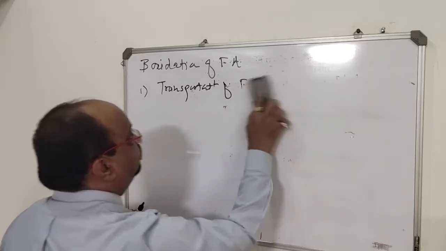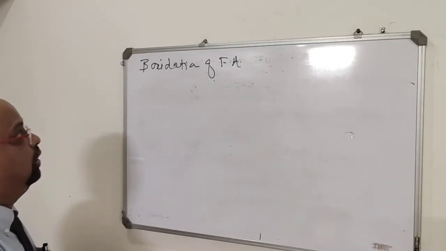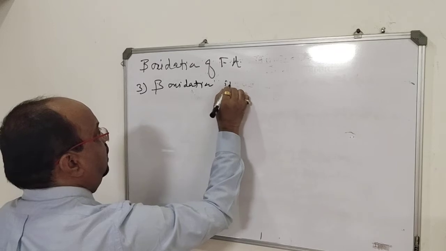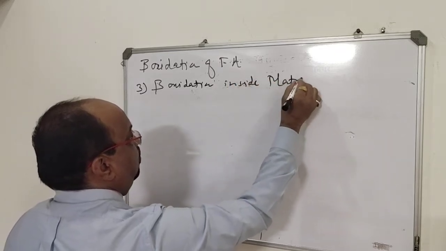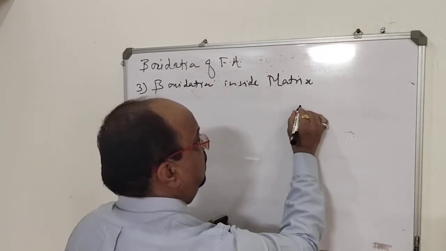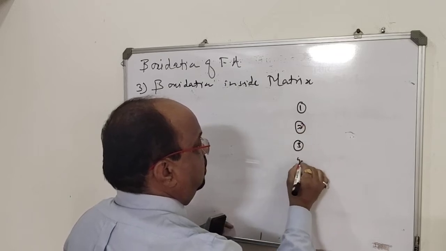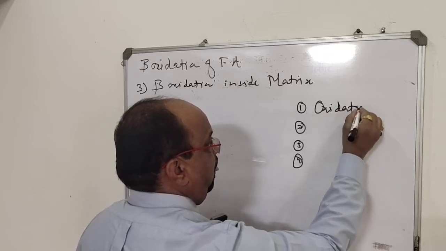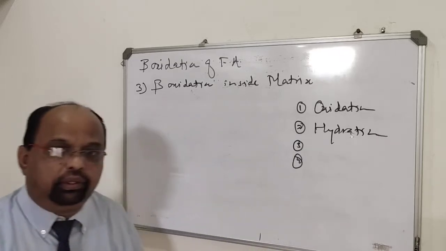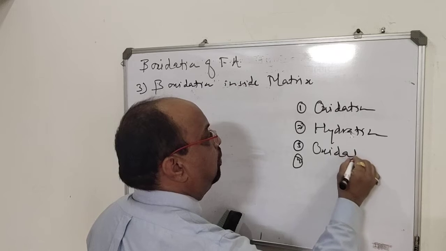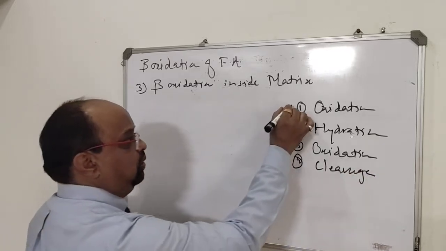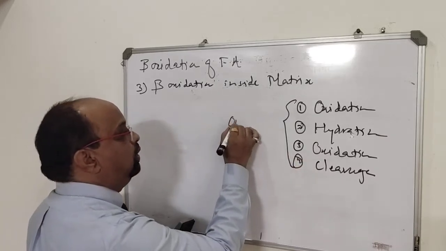Now the third step, that is actual beta oxidation, inside the matrix. This beta oxidation process, as I already said, is a sequence of 4 reactions. One is oxidation. Second is hydration. Third one is called second oxidation. And the last one is known as cleavage. So all these four reactions constitute one cycle.